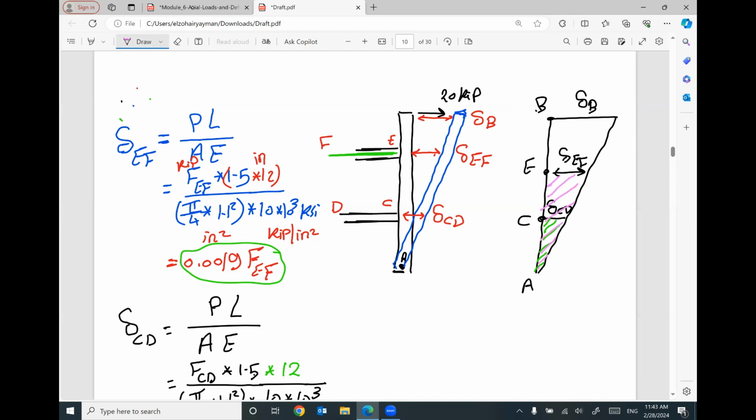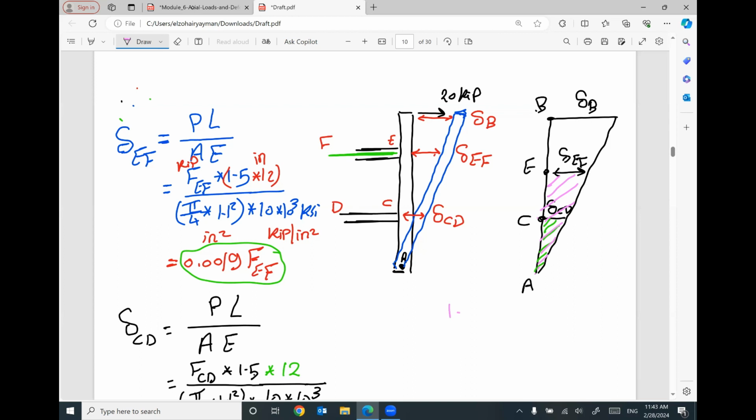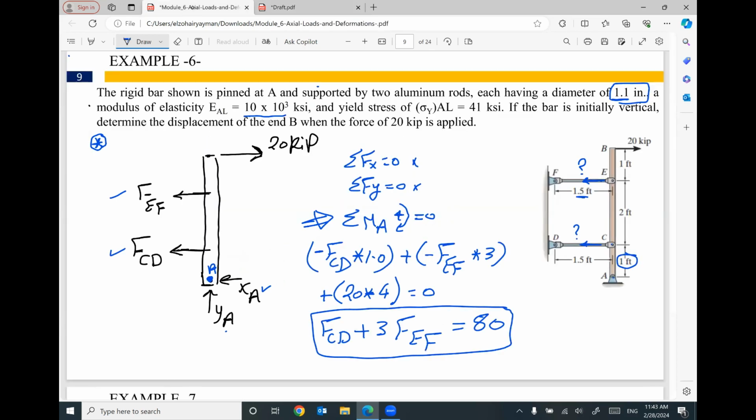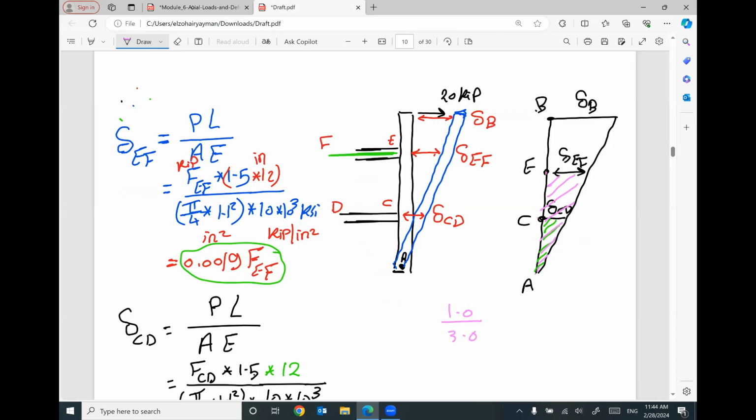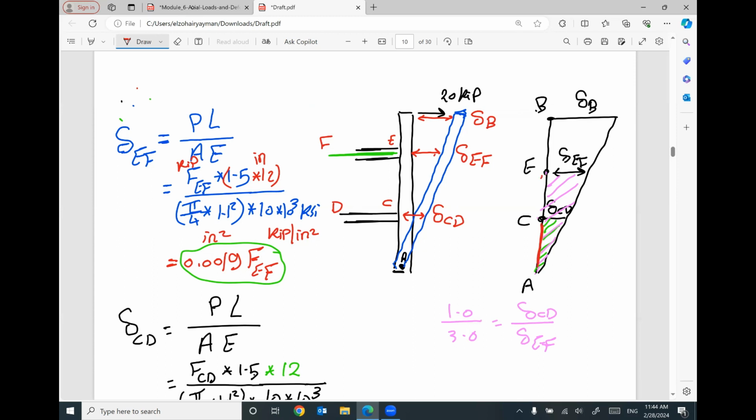So I can say this distance AC, which equals 1 feet, divided by this total distance, which is AE, 3 feet, will equal the delta CD divided by the delta EF. So what I did: this length divided by this length equals this distance divided by this distance.